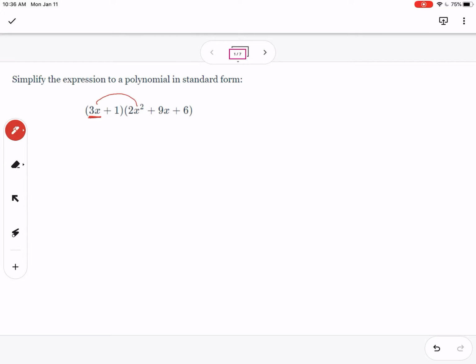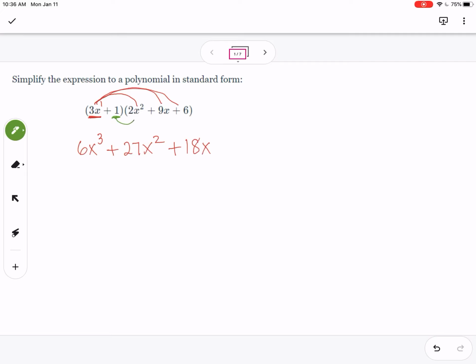So 3x times 2x squared is 6x to the third, because 3 times 2 is 6. X to the first times x to the second is x cubed. Then I'm going to distribute to this, so that's 3x times 9x, so that's 27x squared. 3x times 6, that is 18x. I'm going to switch colors just so you can see.